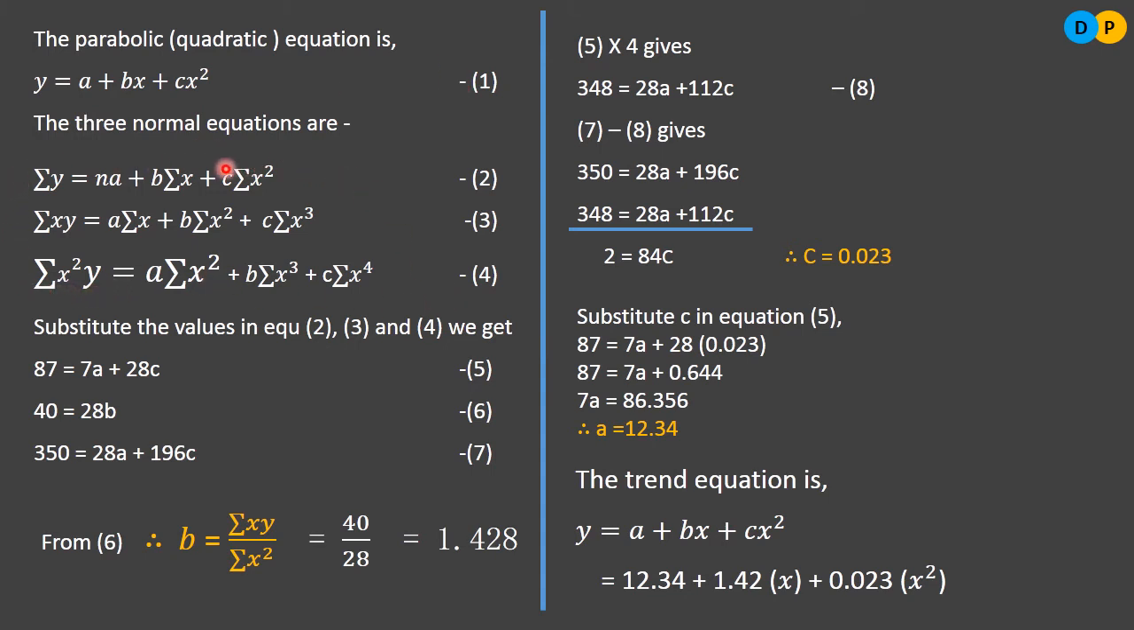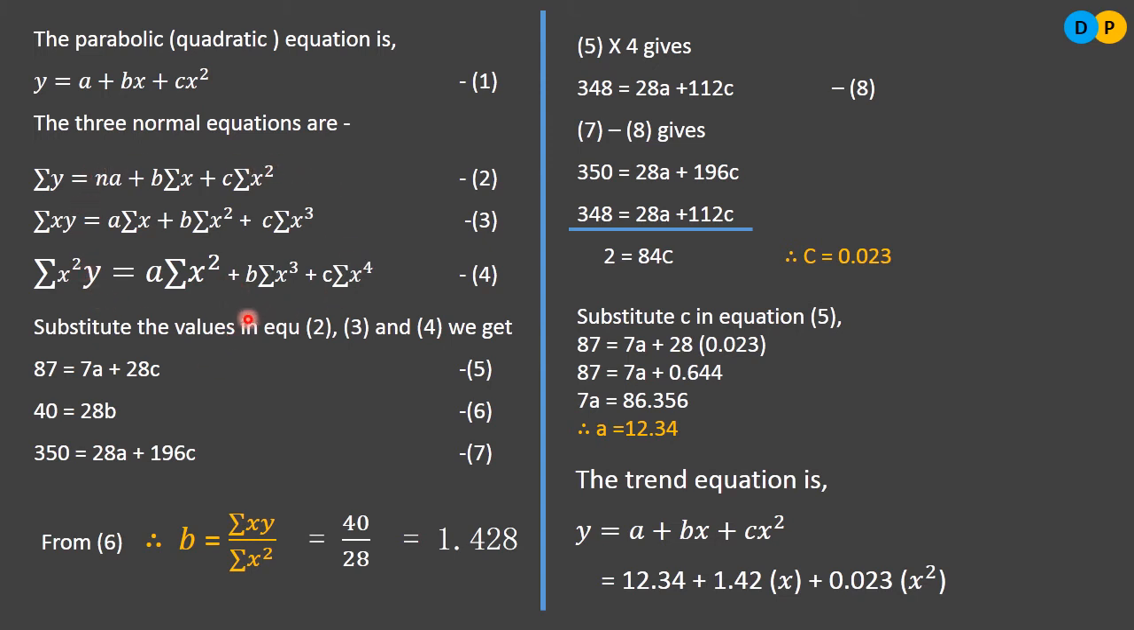So here I have represented all three equations. After constructing the table, we have found the summation values of x, summation x square, and all these values. So what do we need to do now? Now we need to substitute those values into these normal equations.